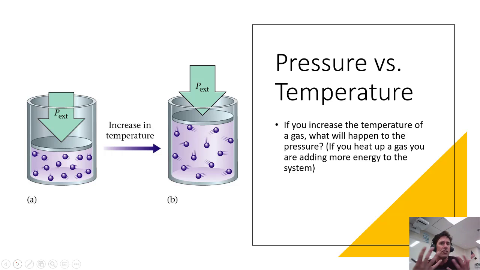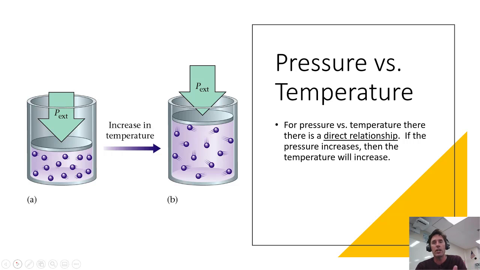And so you notice how pressure, temperature, and volume can all be related to each other. In this particular instance, pressure and temperature are a direct relationship, meaning if we increase the temperature, the pressure will increase, and vice versa. If we decrease the temperature, the pressure will decrease.